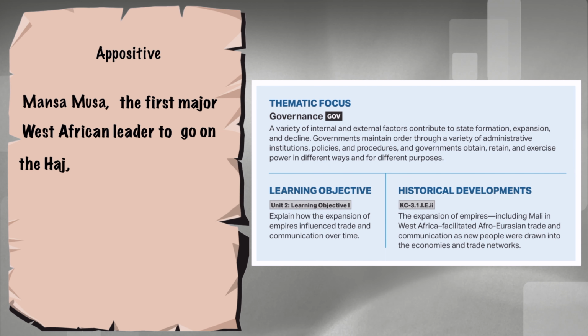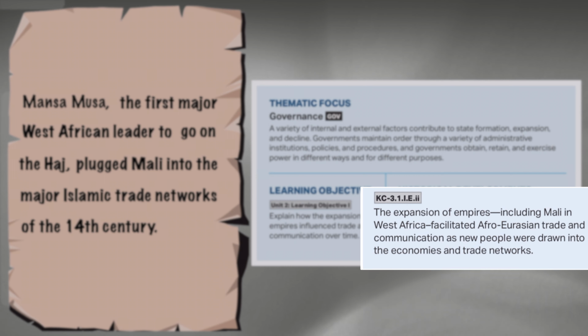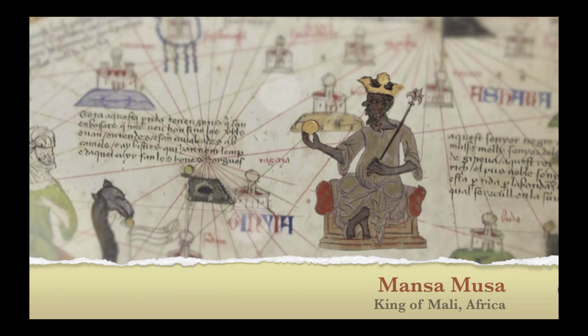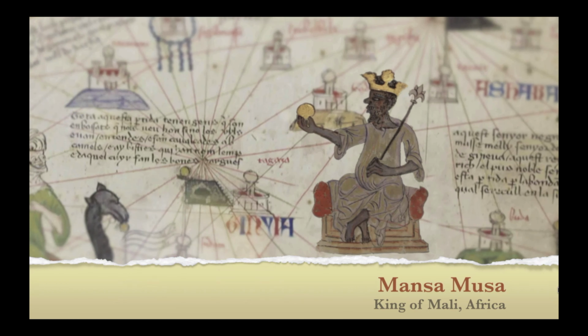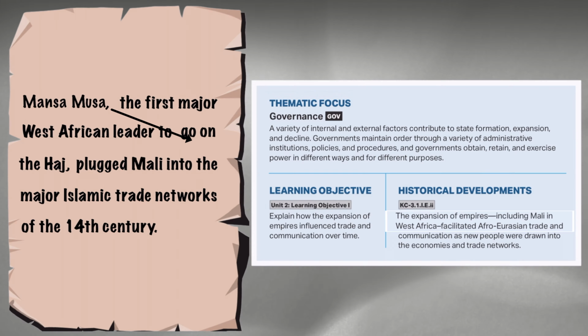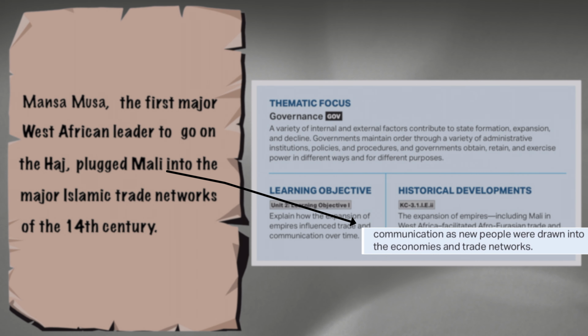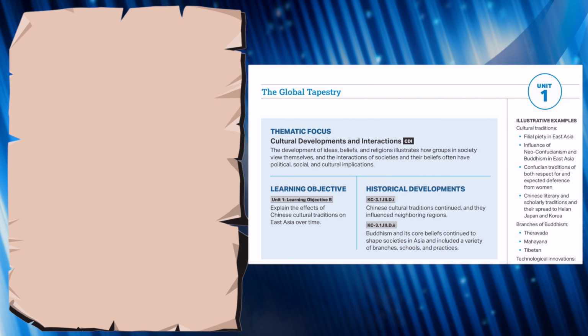Let's look at our examples again. Mansa Musa, the first major West African leader to go on the Hajj, plugged Mali into the major Islamic trade networks of the 14th century. Do you see how this steers the historical facts you've learned back to the way it's specifically referenced on the topic page? And here is topic 2.4. You learned about Mansa Musa in the previous video on Islam, but that wasn't just so you could memorize his name. It was to understand that he was involved in the expansion of empires, Mali in particular, and that brought new people into networks of trade. That's the goal.